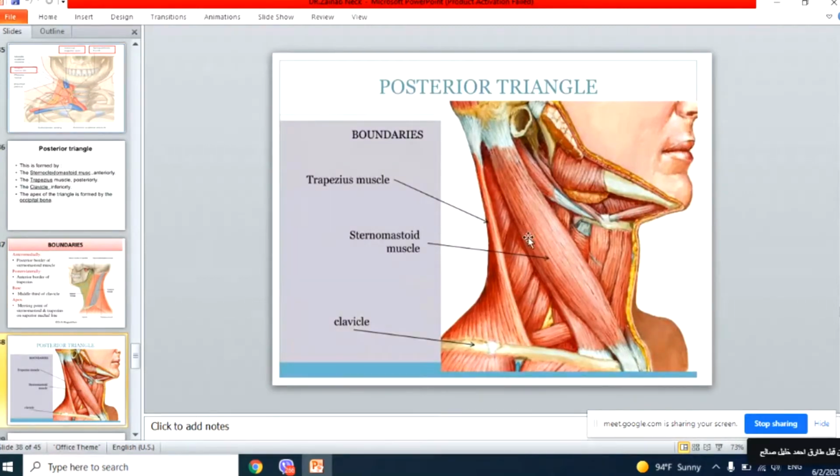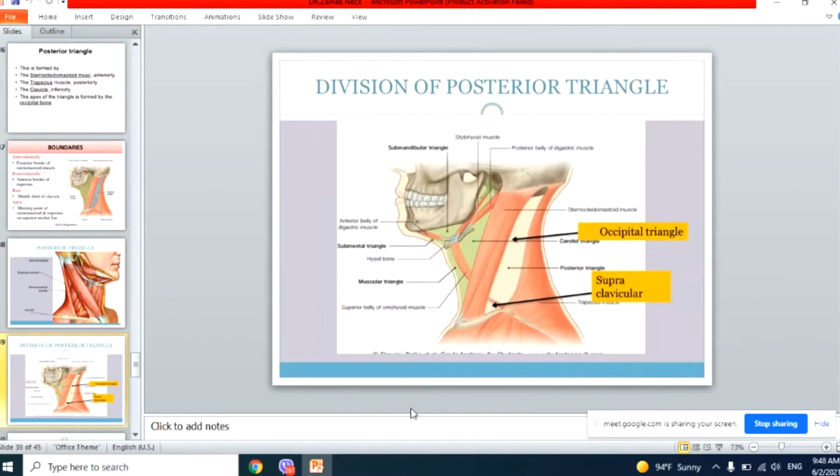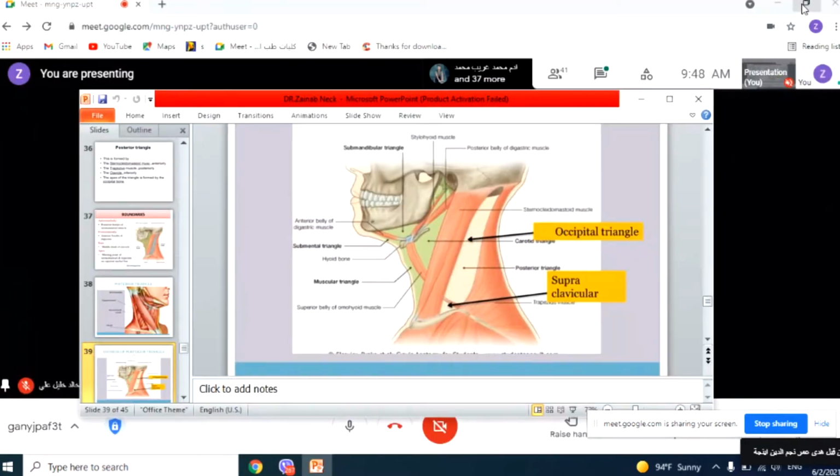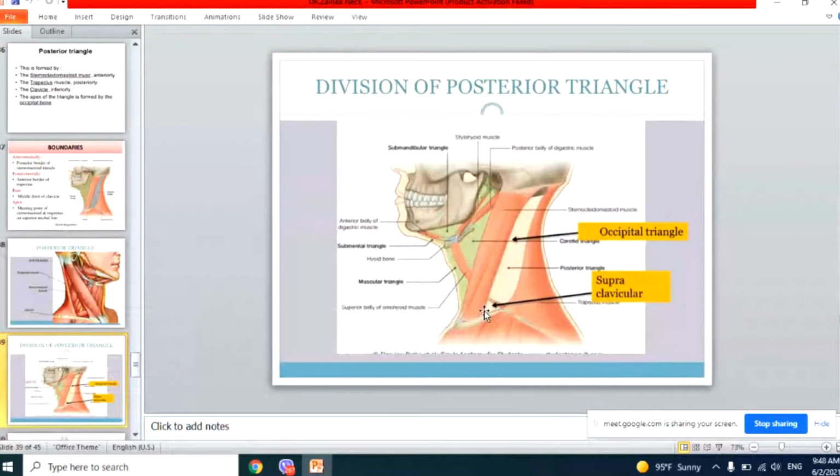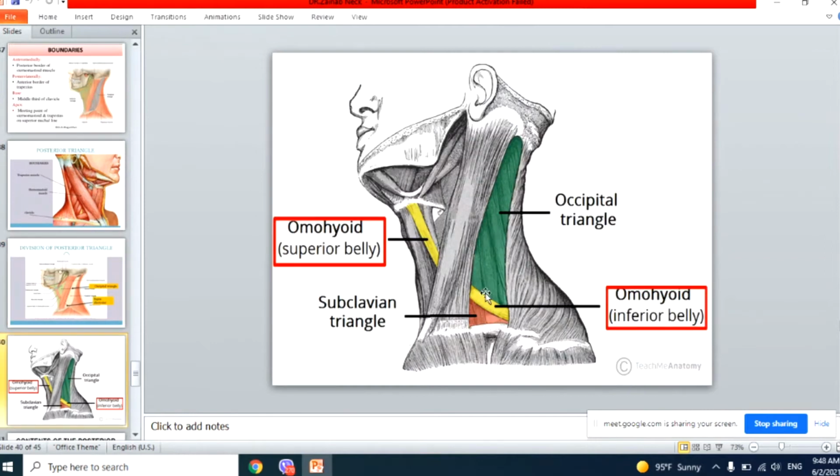So these are the boundaries of the posterior triangle. Here, all of it is the posterior triangle. If you notice, it has a broad base, which is formed by the middle third of the clavicular bone. Here we have the sternocleidomastoid muscle, the trapezius muscle, and the meeting point of the sternomastoid, trapezius, and the superior nuchal line of the occipital bone. This posterior triangle is divided into two parts: the occipital triangle and the supraclavicular triangle, meaning above the clavicle.